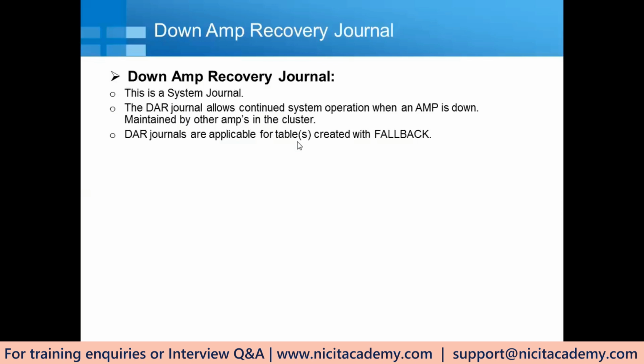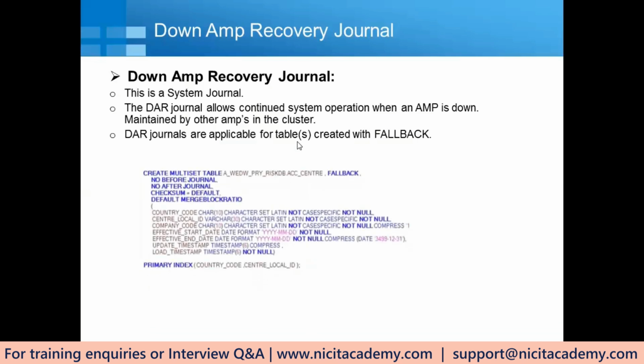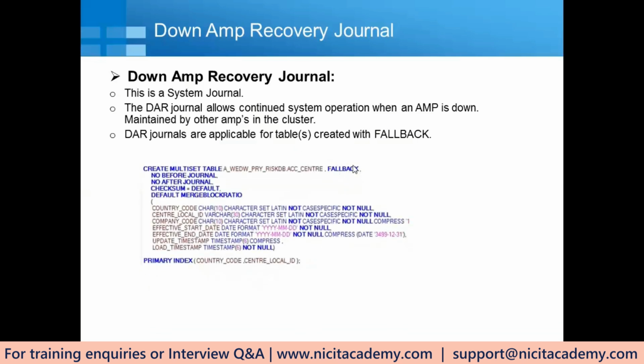So if you are creating a table with fallback, and the table structure has been created in one AMP, then the recovery journal image will be created on the other AMP. We have seen that concept of fallback cluster. That is called fallback. So you have to create a table with fallback, and this is what you have to mention. Whenever you are creating a table with fallback, the down AMP recovery journal will be created automatically. No need to create it by the user.